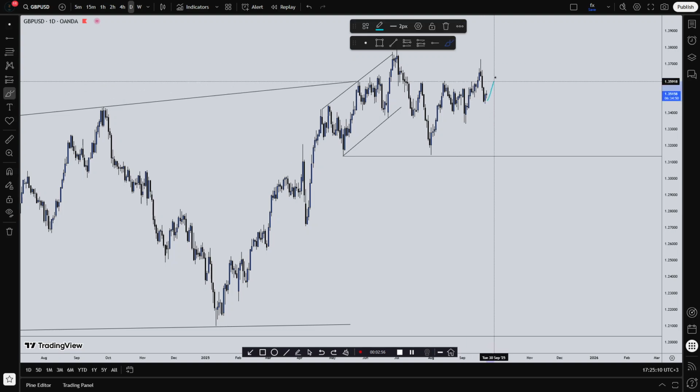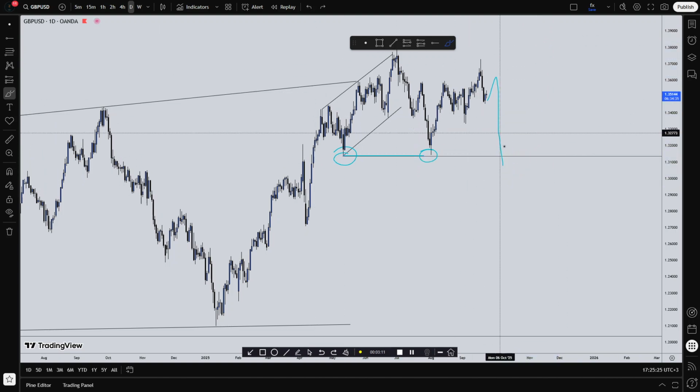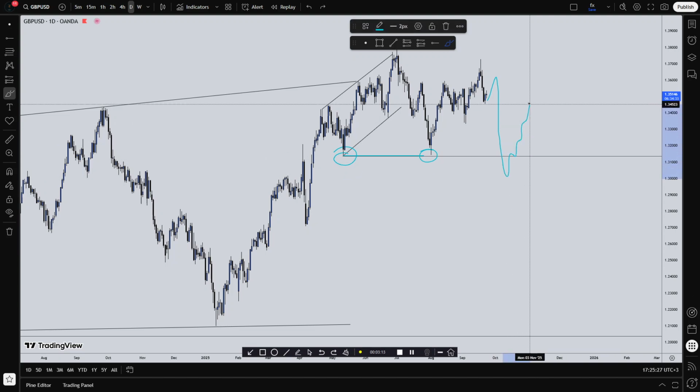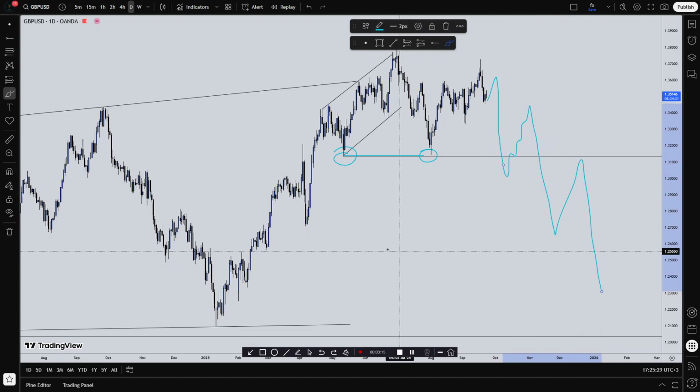I'm waiting to see if this price will continue pushing to the downside all the way to break this low over here, because there is liquidity below these two lows. So at least we should be breaking these two lows. Then from here you can see if the price will continue pushing upwards, or the price will correct over here for another drop and continue to drop to the downside.